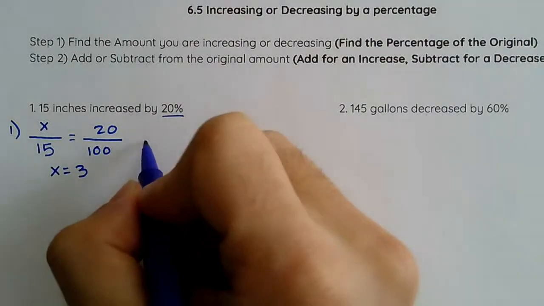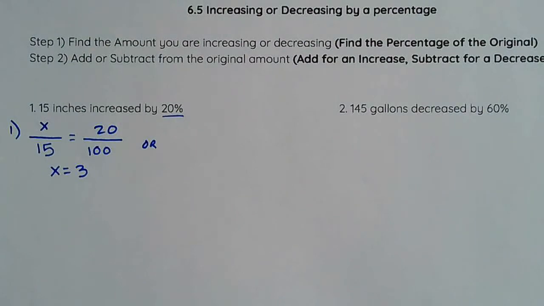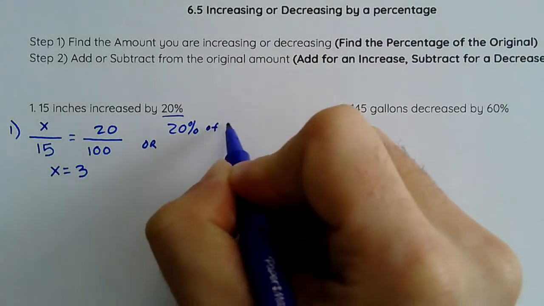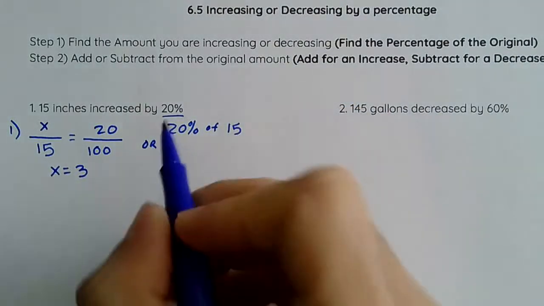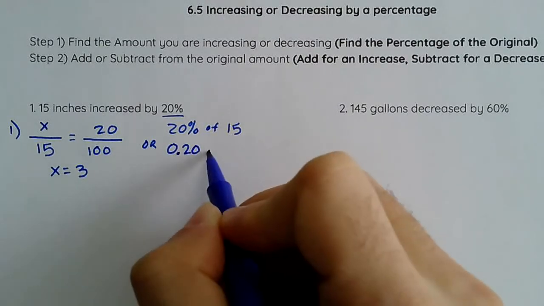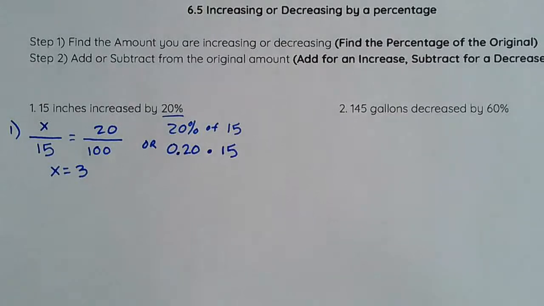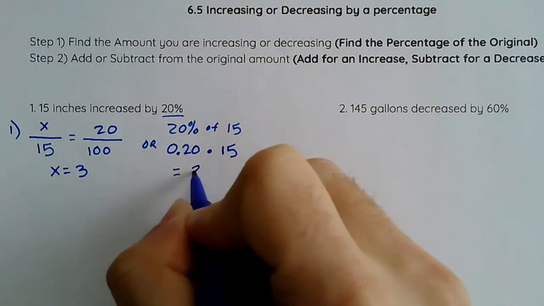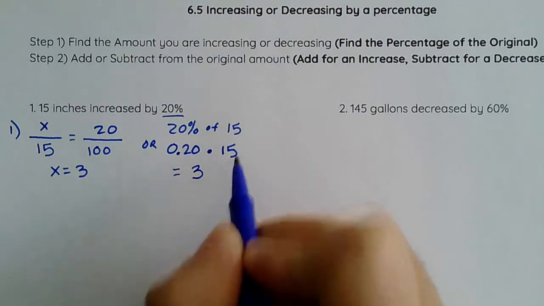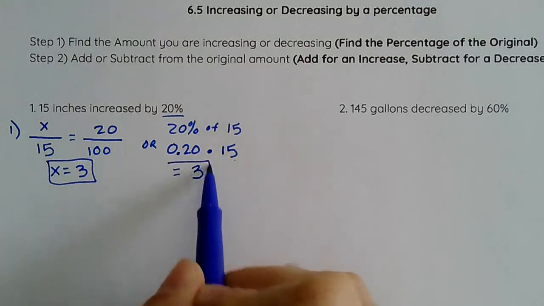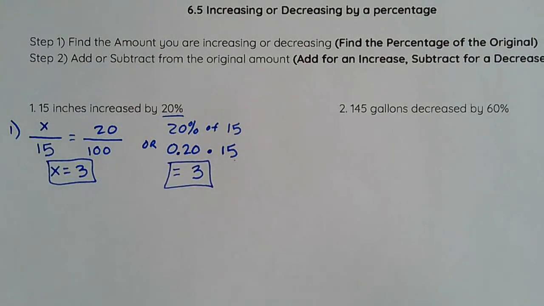Our other option, we could use our percent equation because we're finding 20% of a value. So think 20% of 15, which would be 0.20 times 15. So that was kind of our shorter way to find that. And we would say that is equal to 3 as well. So 20% of 15 is 3. So either way, we're going to get a value of 3 for our increase.